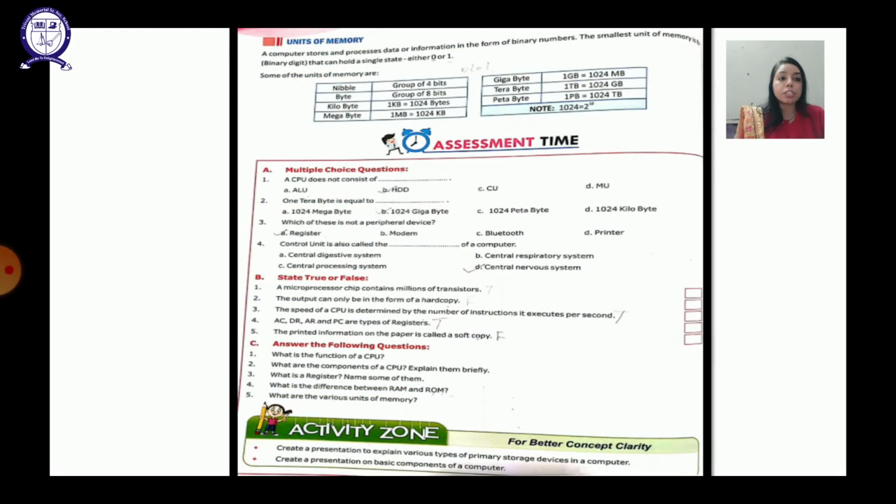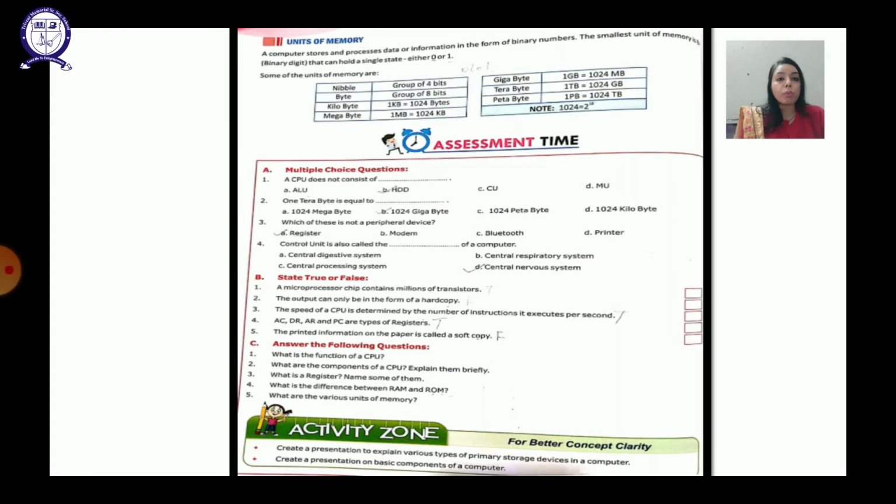Next we have the units of memory. Like you have units for length or distance, in the same way for memory also we have units. As all of you know, the computer stores data in the form of binary digits, that is 0 and 1. So 0 is a bit, 1 is a bit, all these are bits.